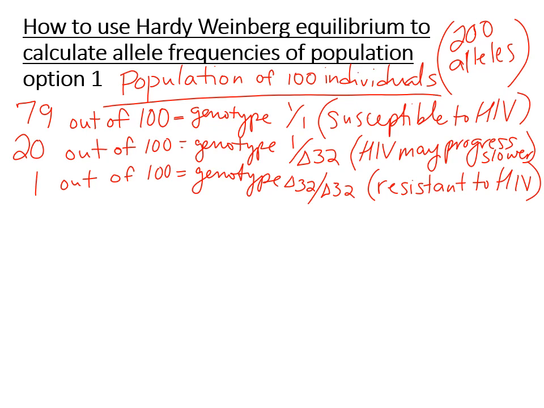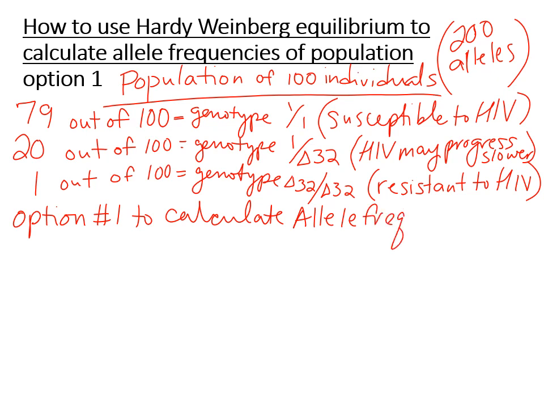Now, the first way to tackle this problem: you've been given 3 genotype frequencies. 79 out of 100, 20 out of 100, and 1 out of 100. Now, if you want to know the allele frequencies, the first way that you can do this, option number 1, I'll write it so you remember in your notes, option number 1, to calculate allele frequencies of this population.